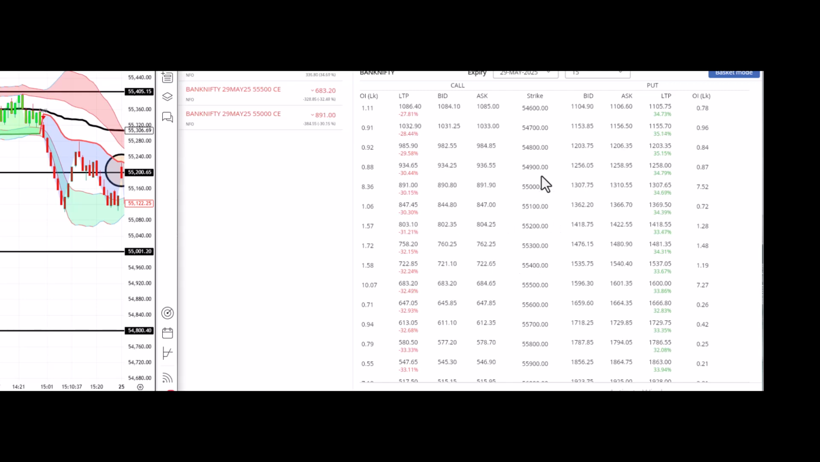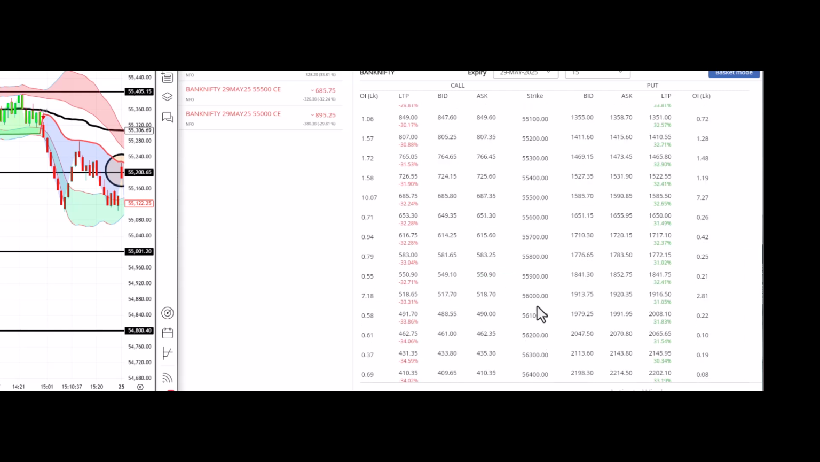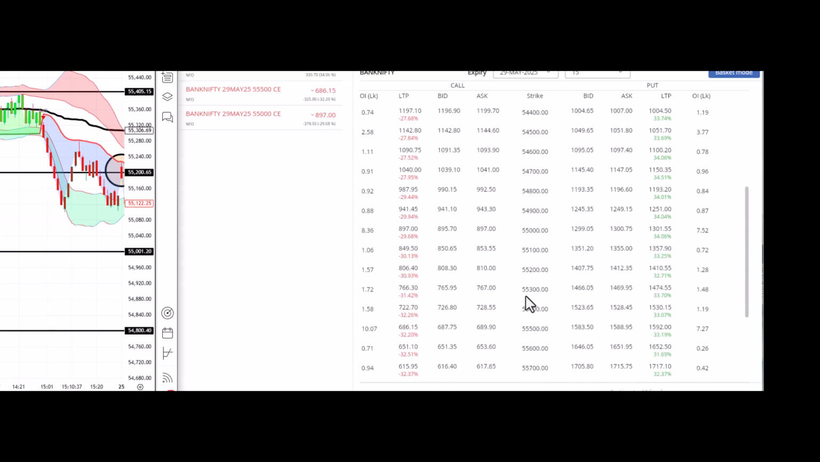Why? The reason is very simple. You see, the first column is open interest. Compare the open interest of the whole number with the others. You see, 55,000 has 8.36 as open interest, and if you come back and see, 55,500 has 10. If you go further and see 56,000, but if you compare the other strikes, you see 0.7, 0.9. So the trading activity and volume will always be high in these whole numbers.